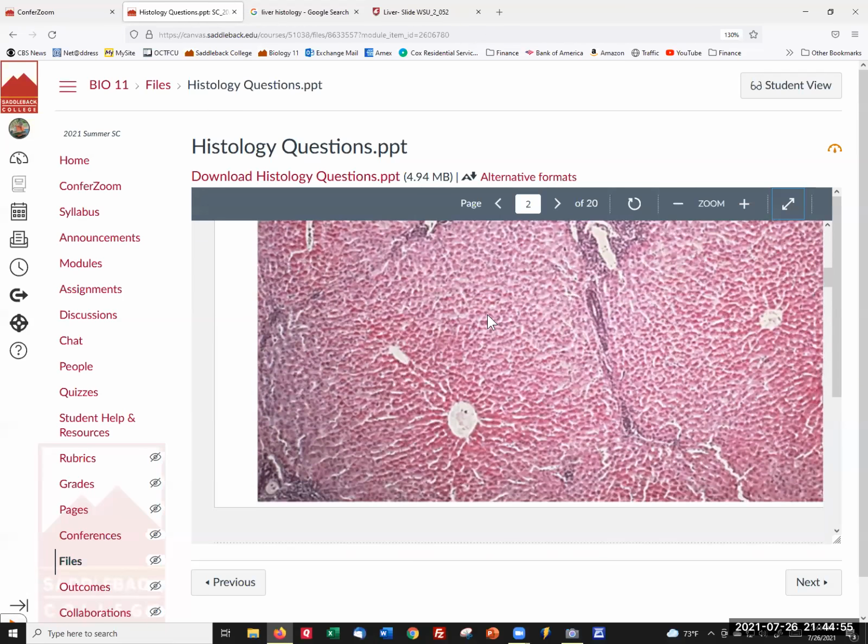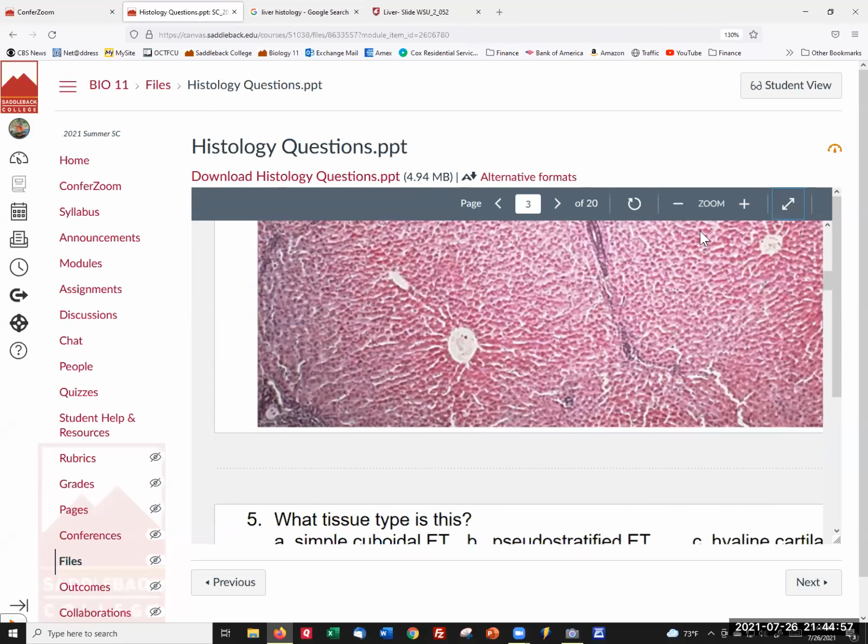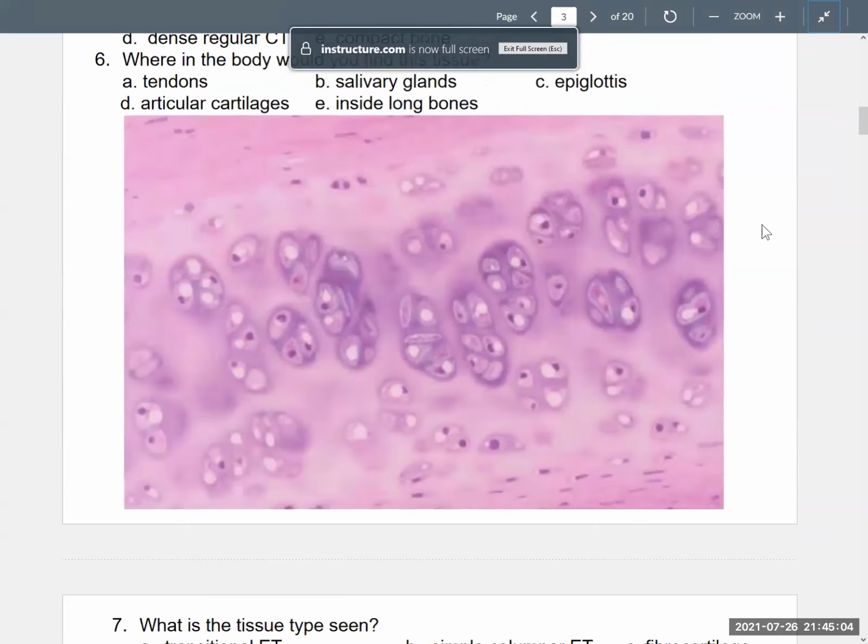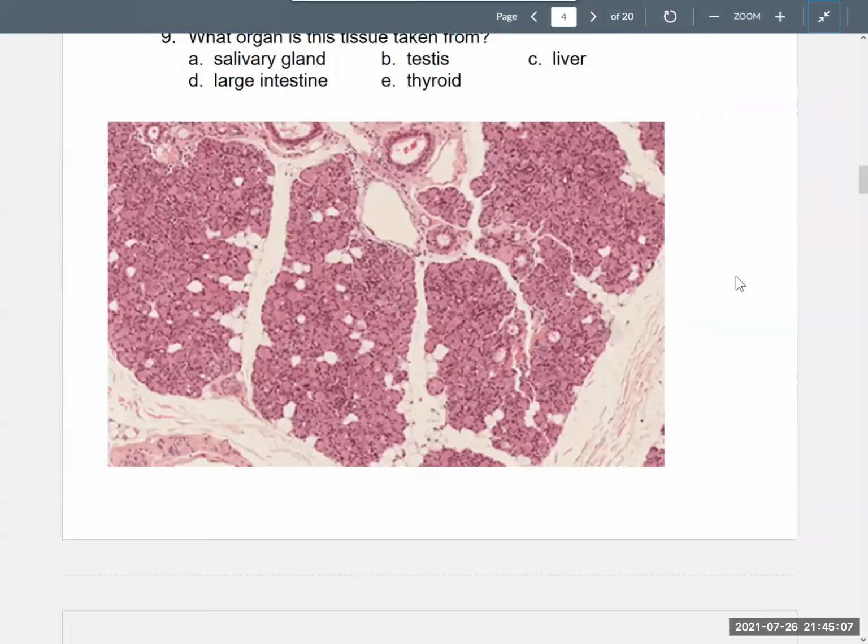Okay. Now, you wanted to see that with reference to the pancreas. So I'll move ahead.